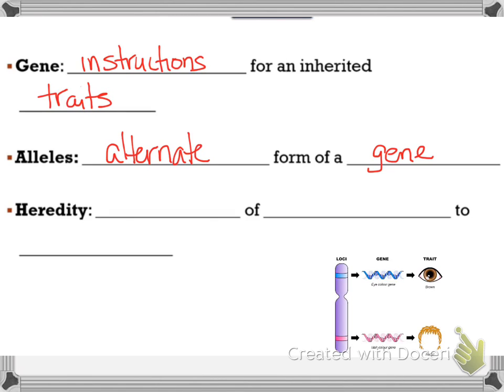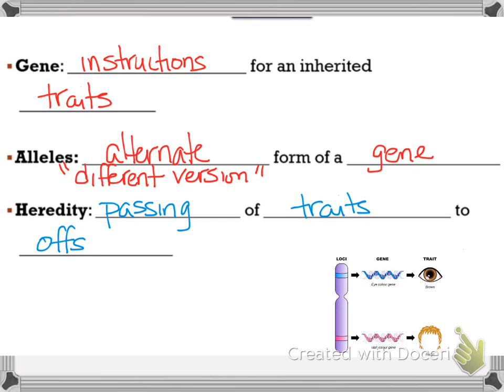Then we have alleles. They're the alternate form of a gene, and I'm going to talk about that here in a second. Then we have heredity. Alleles, let me go back to alleles, are different versions of the genes. And I'm going to talk about that when I talk about this picture here in a second. Heredity is the passing of traits to offspring.